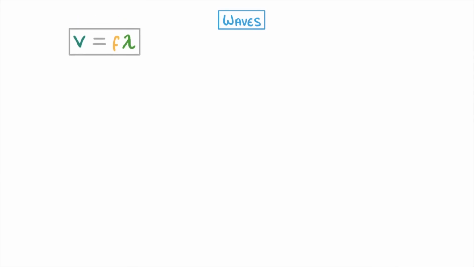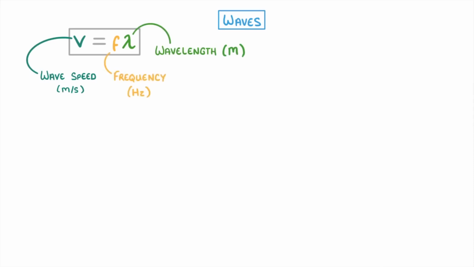The next equation to know is that we can find the speed of the wave, so the wave speed, by multiplying the wavelength by the frequency. So basically we multiply how long each wavelength is by how many there are per second, and that will give us the total distance they travel per second.